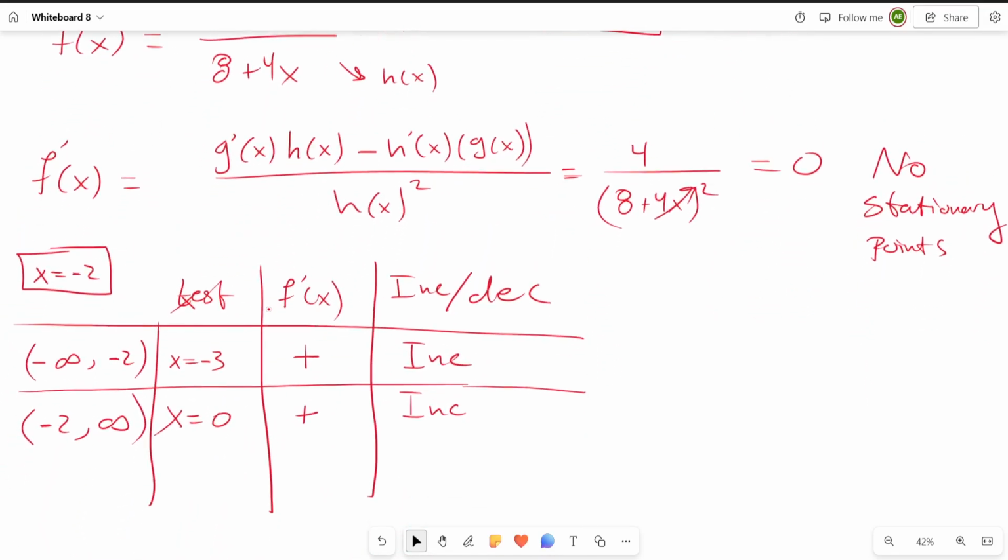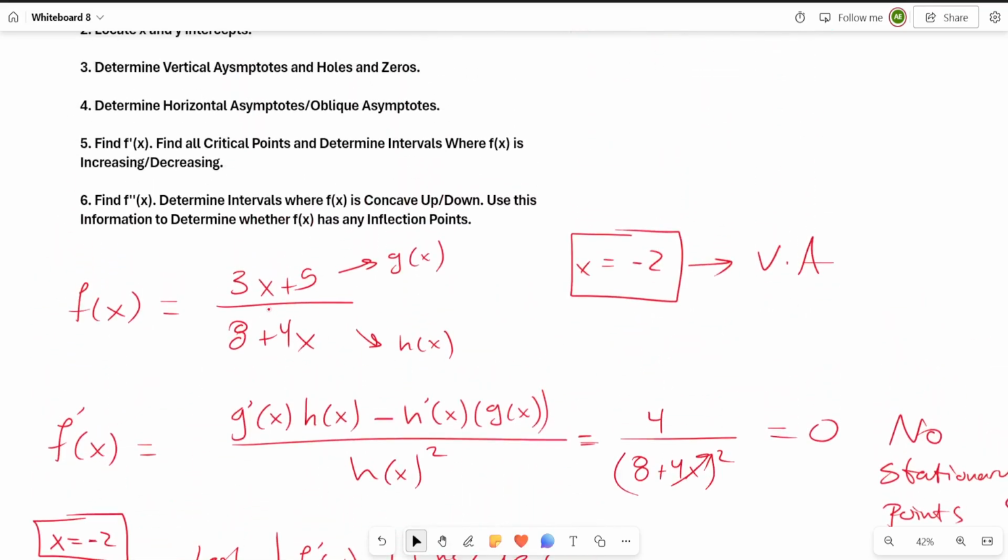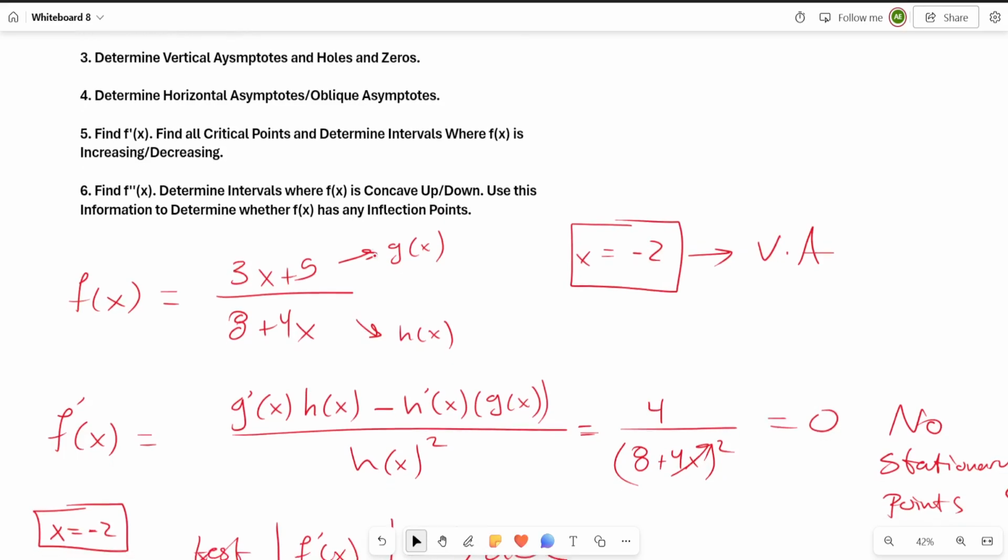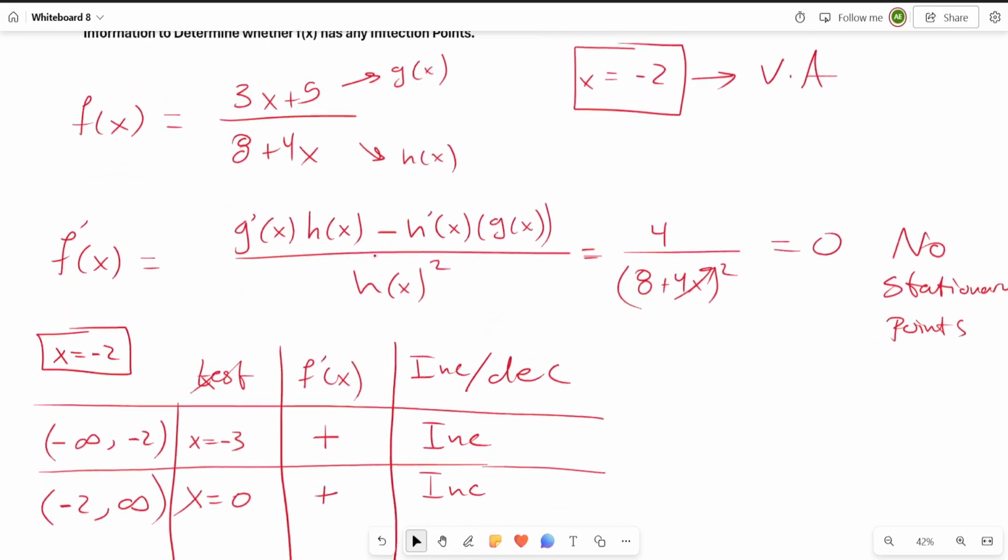Okay. So now we have determined the intervals where the function is increasing and decreasing, and we said we do not have any critical points. So this part is done over here. Let's now look at the second part, which is finding the second derivative and determining the intervals where f of x is concave up and concave down, and if we have any inflection points. So let's see how we can do that. The first step is to find f double dash of x.